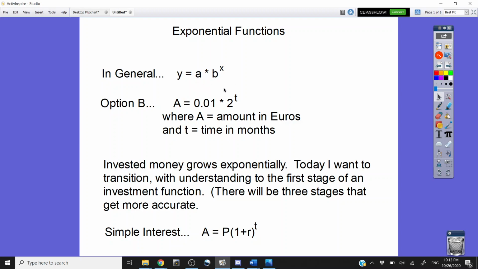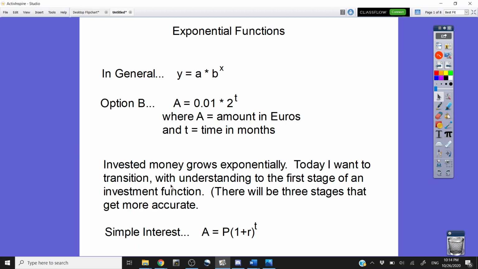So in option B yesterday, you were looking at the starting amount was 1 penny. So A is that starting amount that we'll multiply. Your rate of growth was 2. Things were doubling every month. So since things are doubling, your rate of growth is 2. T is time in months, so we're doubling every month, and you would double for the number of months you have, and then multiply by the 1 penny that you started with, and you would get the amount that you have earned in euros overall. The important thing about exponential functions is that invested money grows exponentially.